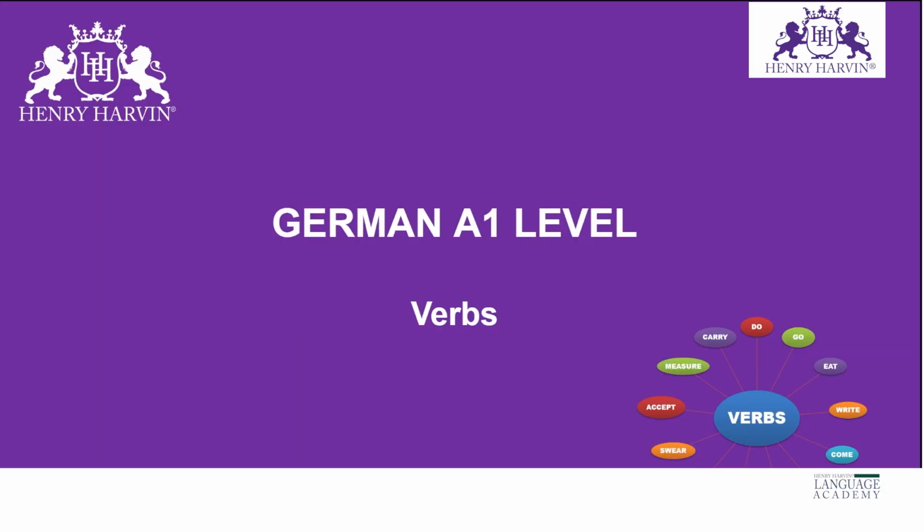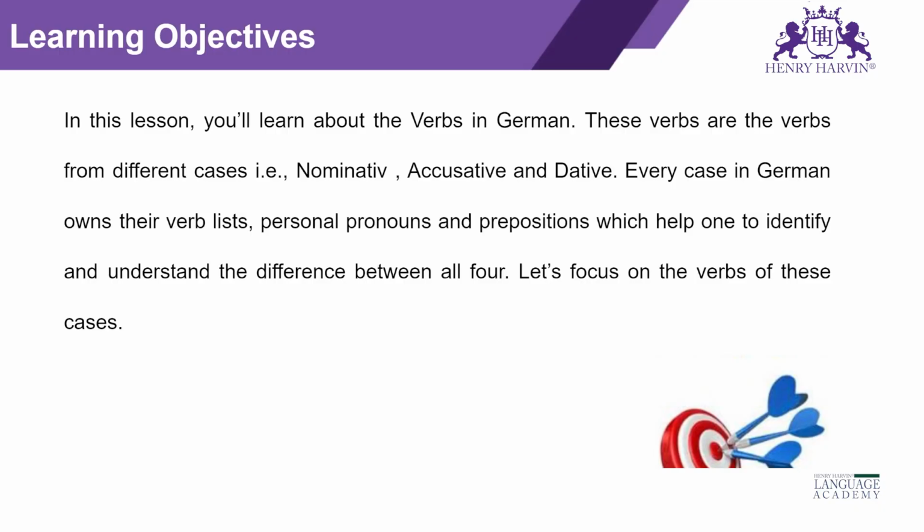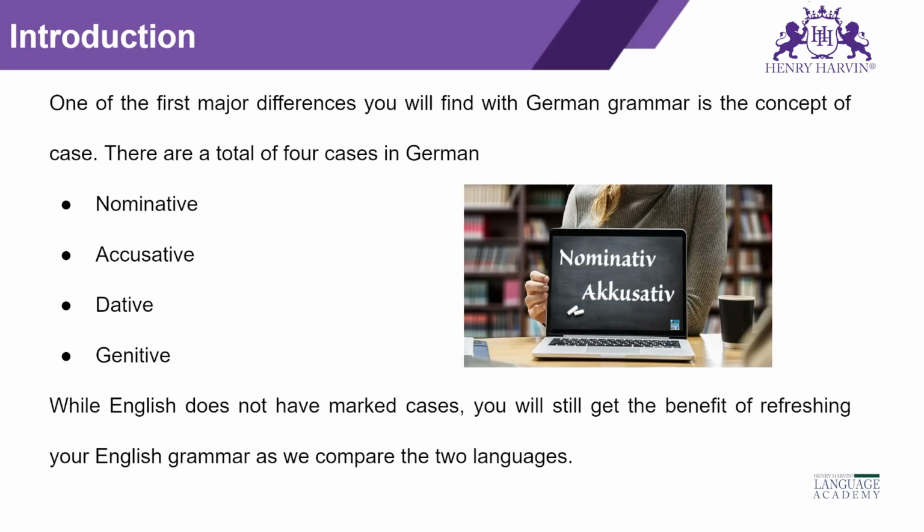Everyone, in this session we are going to talk about the verbs, and these verbs are related to the four cases that, as of now, you must have heard about: nominative, accusative, dative, and genitive. But in this lesson we'll be learning only about the nominative and accusative cases, what exactly these cases are, their personal pronouns, and the verb list. Starting from that, how we can relate the cases of German to English.